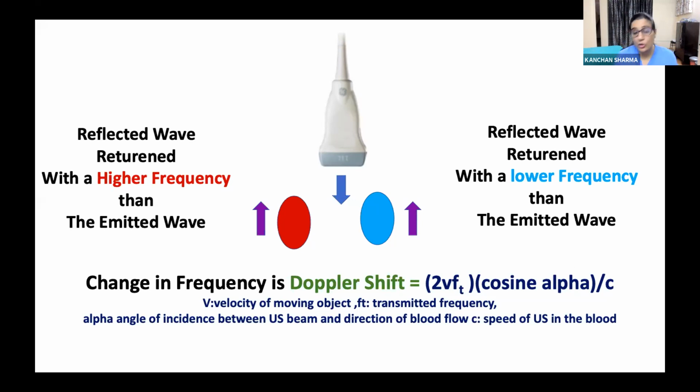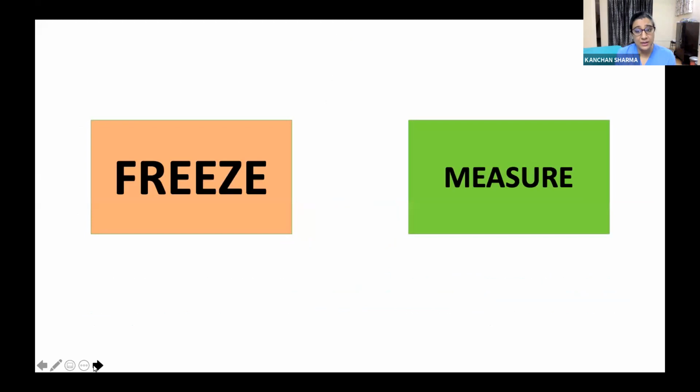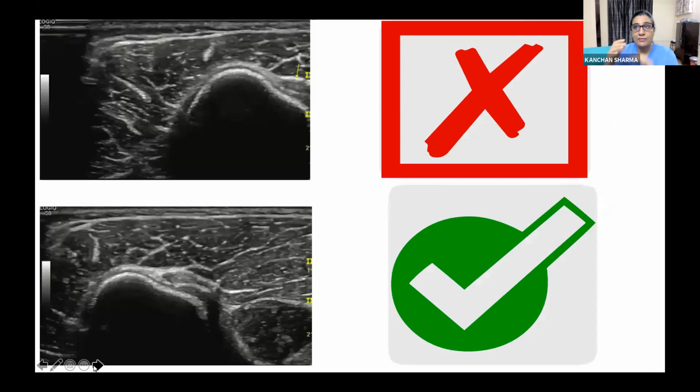Otherwise, I will be telling you one more way to reconfirm whether you are looking at an artery or a vein, okay? We will be discussing that in our subsequent slides. Then there is a freeze button, which you will just use to freeze the image. And there is also a measure button, which you will use if you want to measure something. Okay, if you want to measure the distance from your skin to your target structure, you can use this button.